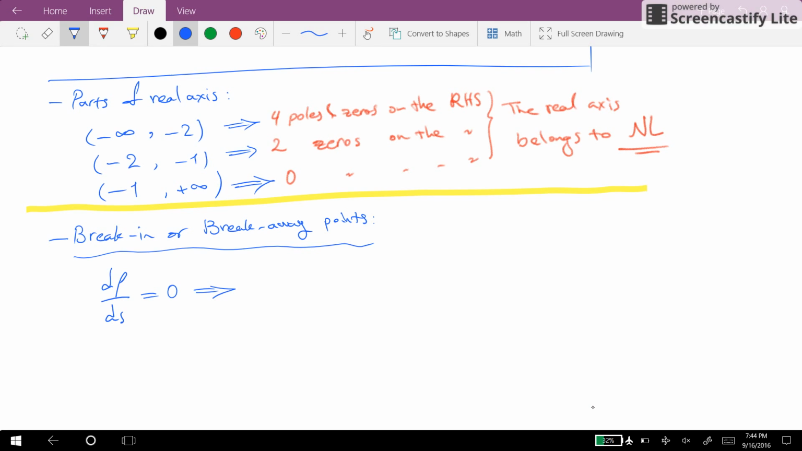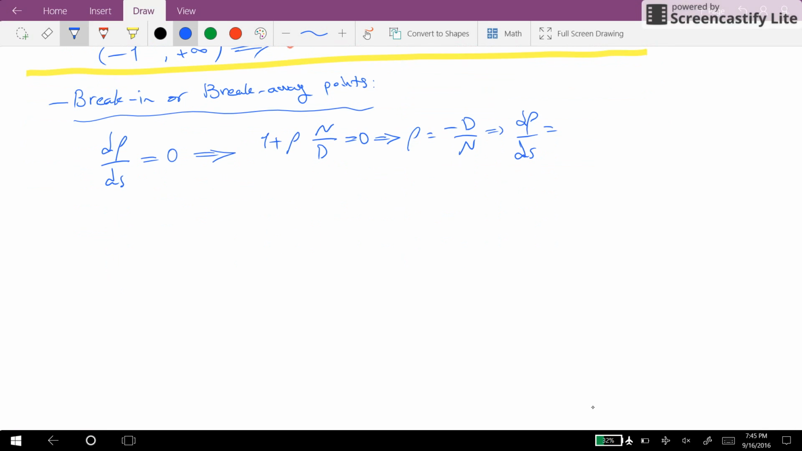So we already know that 1 plus rho times n over d is equal to 0. As a result, rho is equal to minus d over n, and therefore d rho over ds could be obtained as minus (d prime n minus n prime d) over n squared.